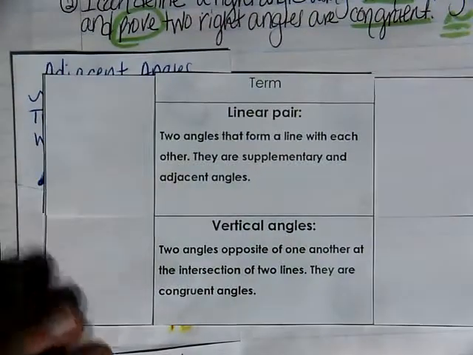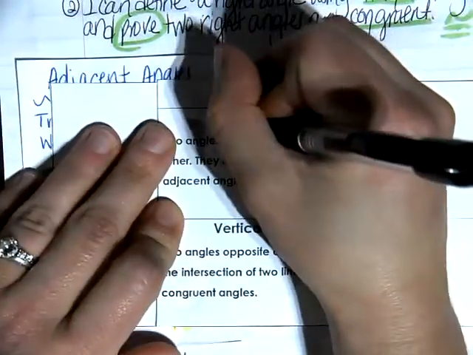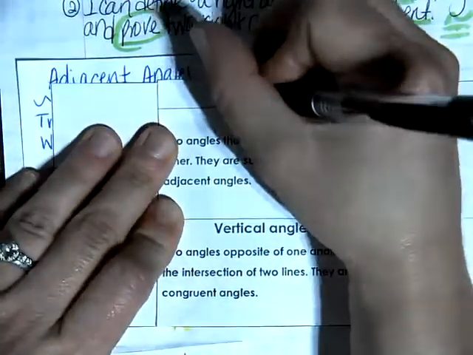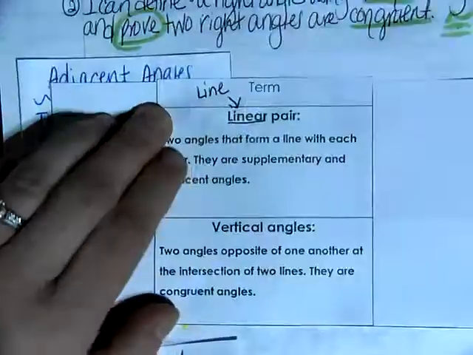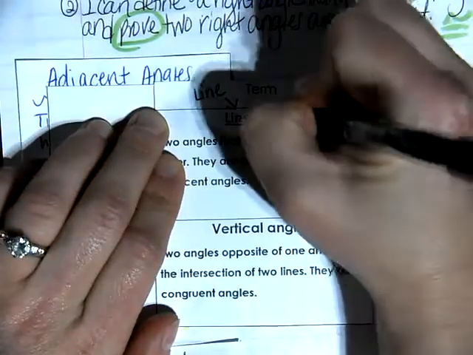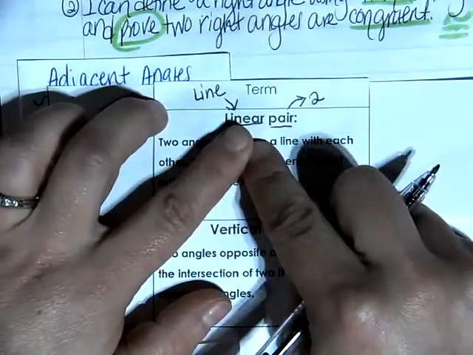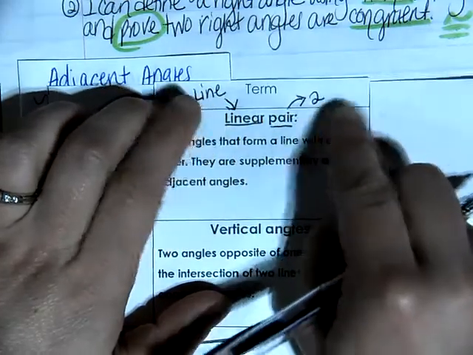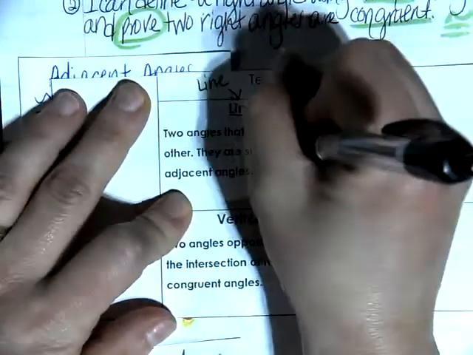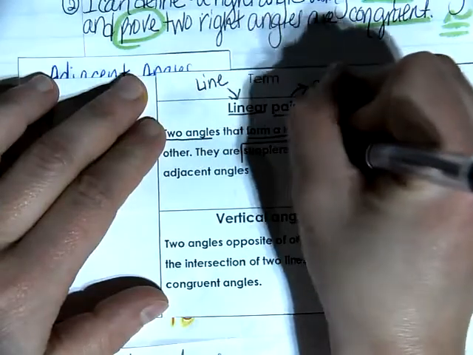A linear pair. Let's go ahead and talk about those words. Linear, when we were in Algebra 1, we graphed linear functions. Linear is another word for line. So you always want to look for a line. Linear pair. Pair means the number two. So two angles that form a line. So a linear pair are two angles that form a line with each other. They are supplementary and adjacent.